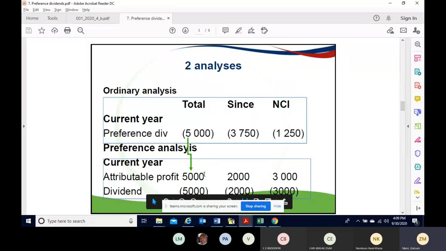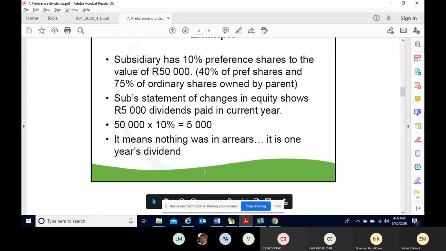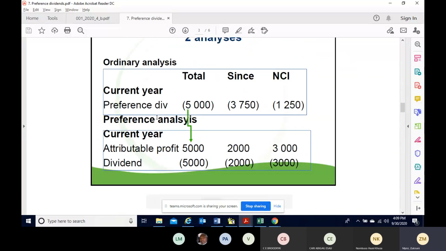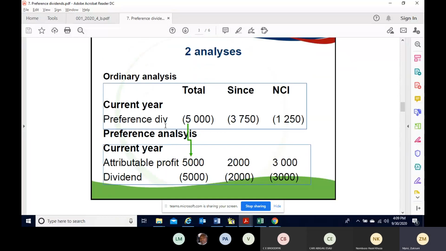Sorry, I'm only going to focus on the preference dividend. The other example here is an analysis of a preference dividend.